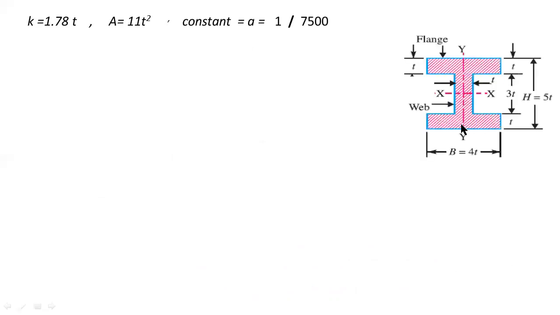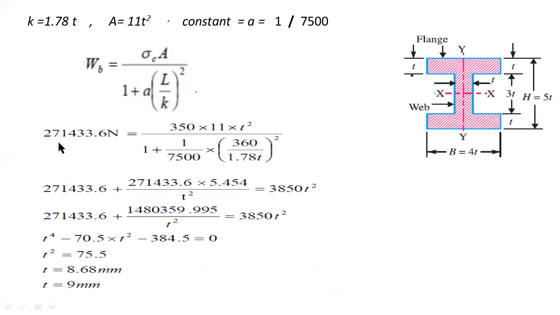Okay, this is the shape of the I cross section. Substitute the values in this equation. Here the value of WB equals 271433.6. This value is obtained from the previous formula, that is WB equals force acting on the connecting rod into factor of safety. Okay, and sigma C value is 350 megapascal, which is given, and capital A is the area of this I cross section. Here you have to observe that 4t is the width of the I cross section, and the height h equals 5t.